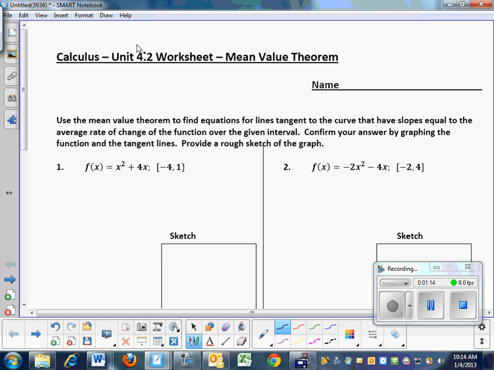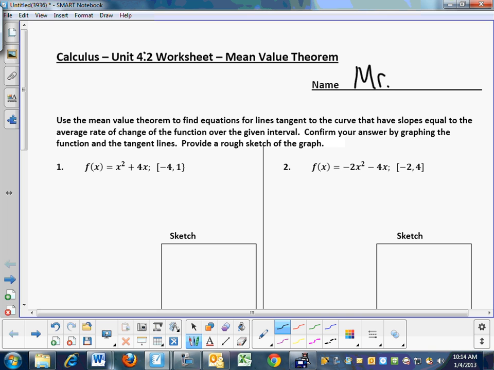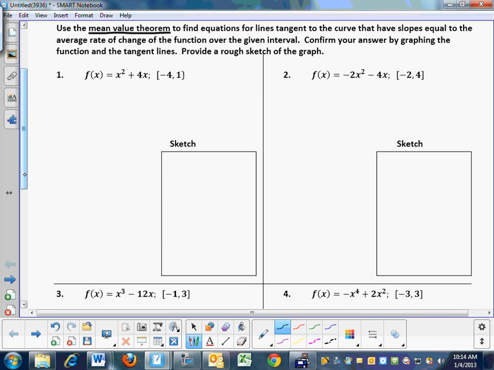We move to the first page. Here we go. The directions are as follows. It says, use the mean value theorem to find equations for lines tangent to the curve that have slopes equal to the average rate of change of the function over the given interval. Basically, what this means is use the mean value theorem. That's the whole point of this. We want to confirm our answer by graphing the function and the tangent lines and provide a sketch here. Okay? So, we'll do the first one together, and then we'll do a trig one, we'll do a rational expression one, and we see where we get.